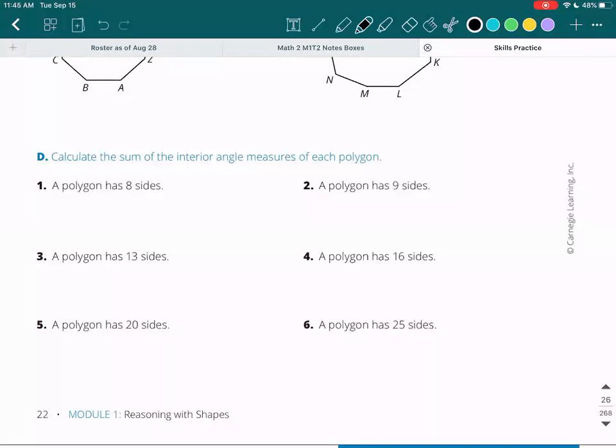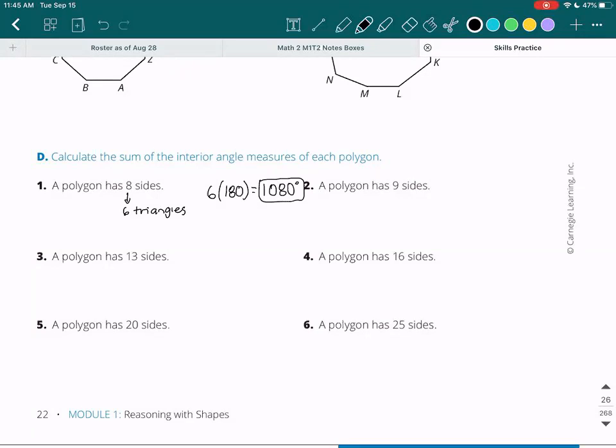Calculate the sum of the interior angle measures of each polygon. So if a polygon has 8 sides, how many triangles will it form? 6. Good. So you take away 2, 6 triangles. And then we do 6 times what? 180. Perfect. And gives us? 1,080. Thank you. Great job.